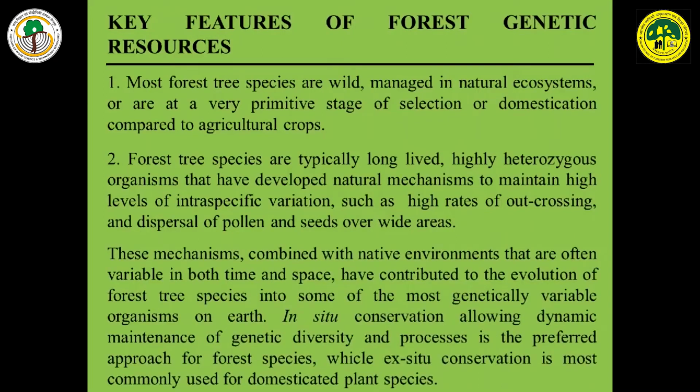These mechanisms, combined with native environments that are often variable in both time and space, have contributed to the evolution of tree species into some of the most genetically variable organisms on Earth. In situ conservation, allowing dynamic maintenance of genetic diversity, is the preferred approach for forest species, while ex situ conservation is most commonly used for domesticated plant species.